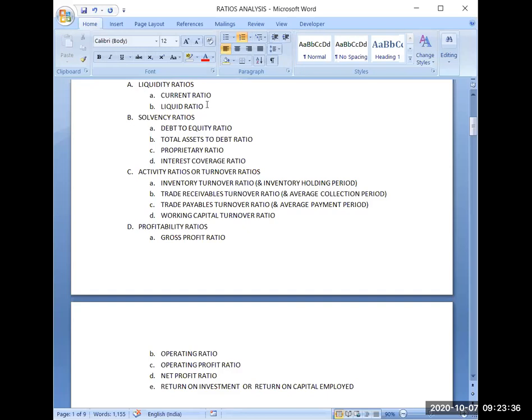And in liquidity ratios, however, one more ratio is there, but in your syllabus only 2 ratios are there: current ratio and liquid ratio. In solvency ratios, there are 4 ratios: debt to equity ratio, total assets to debt ratio, proprietary ratio, interest coverage ratio. Then again, activity ratios has 4 types of ratios: inventory turnover ratio, trade receivables turnover ratio, trade payables turnover ratio, working capital turnover ratio, and profitability ratios are there.